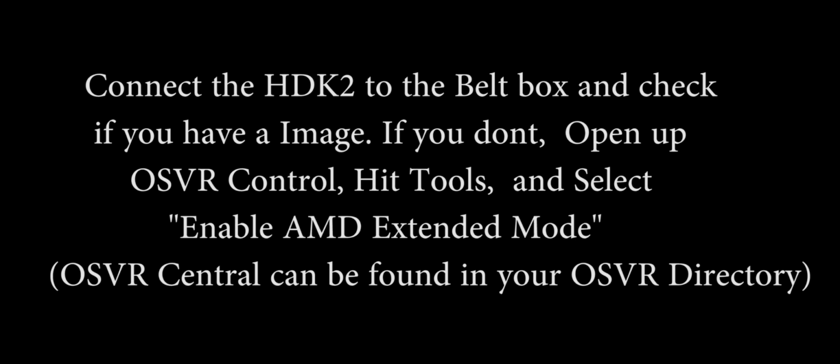Connect the HDK2 to the belt box and check to see if you have an image. If you don't, open up OSVR Control, hit Tools and select AMD Extended Mode. If you still don't have an image on the HMD, unplug the HMD and plug it back in. Once you can see an image, you are ready for the next step. It's very important that you restart your computer now. Once your computer has restarted, you can move on.